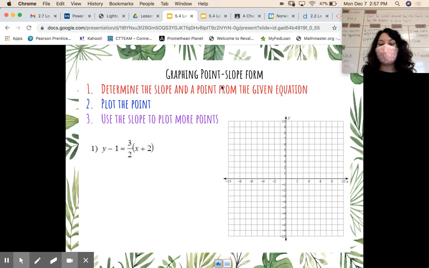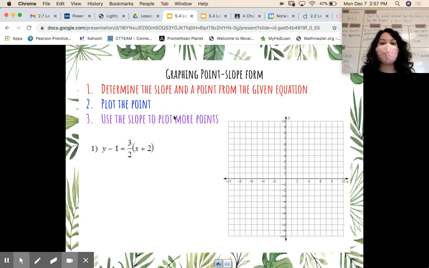When we're graphing an equation in point-slope form, or any form really, the first thing you need to do is plot a point. We need a starting point before we can continue to graph. So our first goal when plotting any linear equation is: plot a point, use the slope to plot 2 more.